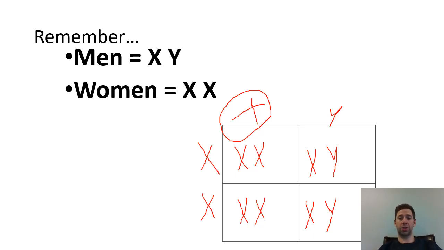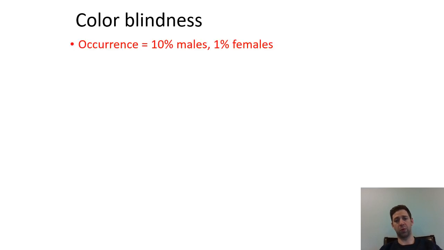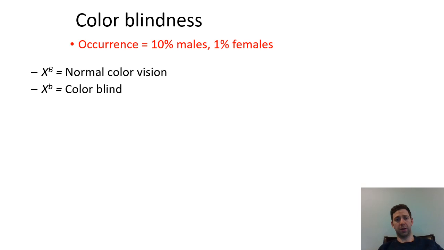But now we're going to attach some traits to these chromosomes. And so the reason why this is a bit complicated is because we're looking at sex outcome, male or female, and the trait outcome. So it's sort of doing two things at once. So the trait we're going to study for this one is color blindness. Capital B, or dominant B, represents normal color vision. Recessive b represents color blindness.